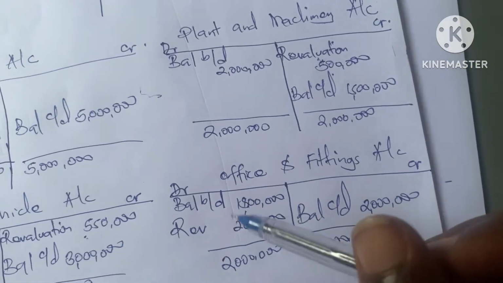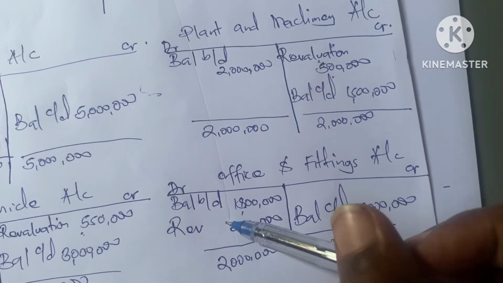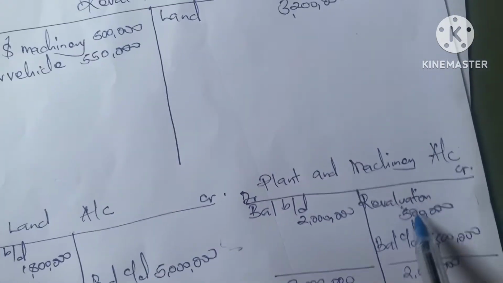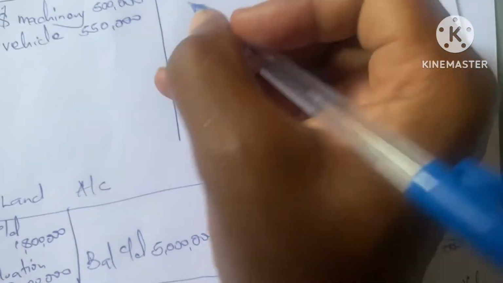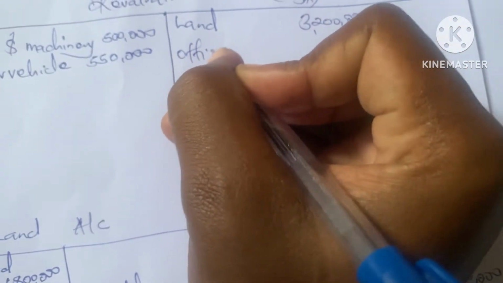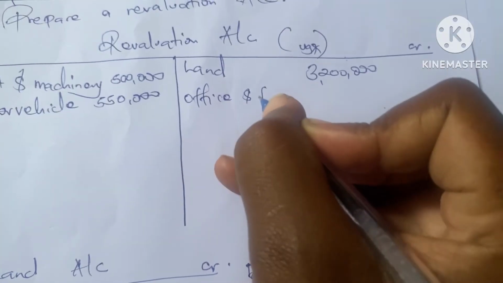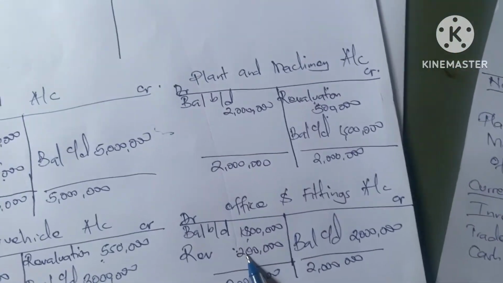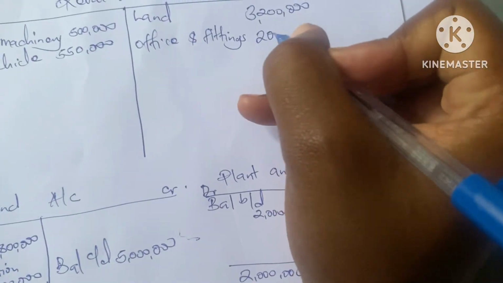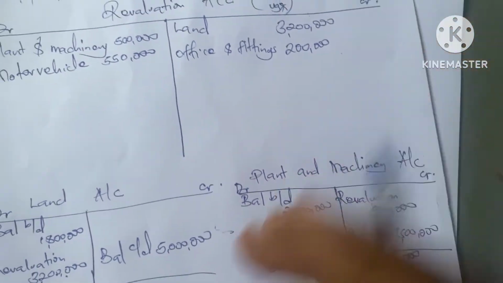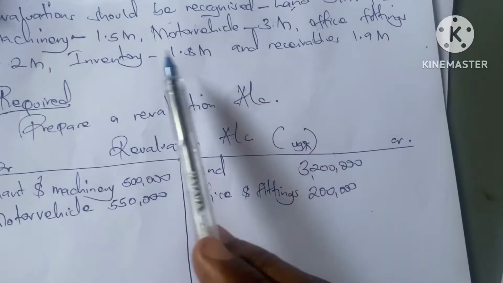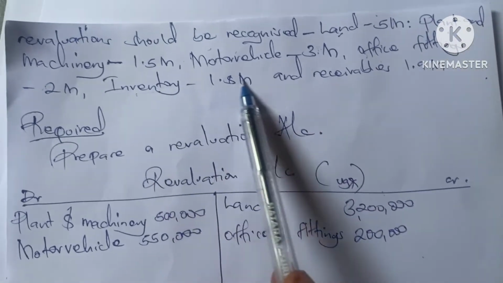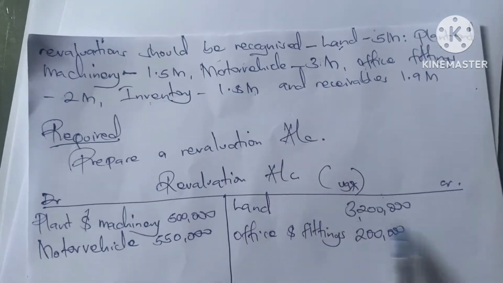So since the revaluation is on the debit side, in the revaluation account we shall put it on the credit side. We write office and fittings, which is 200,000, like that. Then they have told us inventory was revalued to 1.8.